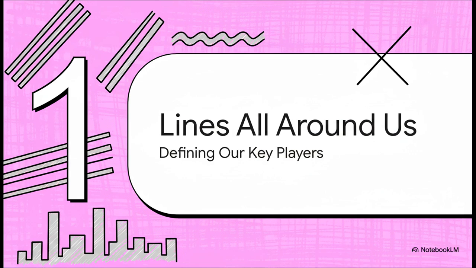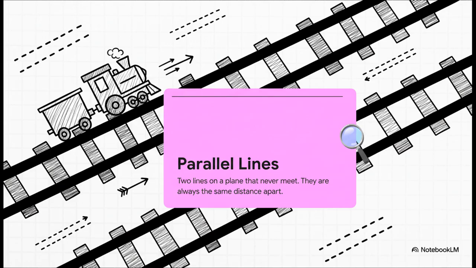Okay, first things first. Before we can start writing equations about them, we need to be totally crystal clear on what these lines are. So let's meet our two key players. So what really makes a line parallel? I want you to picture a set of train tracks. They run right alongside each other forever and ever, always keeping that exact same distance apart. They will never ever cross. That right there is the whole idea of parallel lines. They're on the same journey, just on different paths.